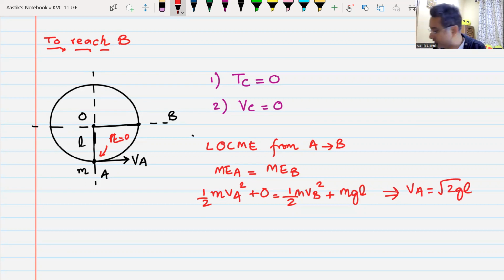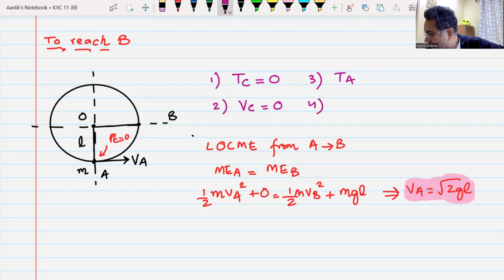Now again, I'll give you 1 minute. You know the velocity at point A is under root 2gl. Can you tell me what will be the tension at point A? I had given you some hint of finding out the tension when velocity is given. What will be the tension at point A? The velocity at point A, I have already got: it is root over 2gl.